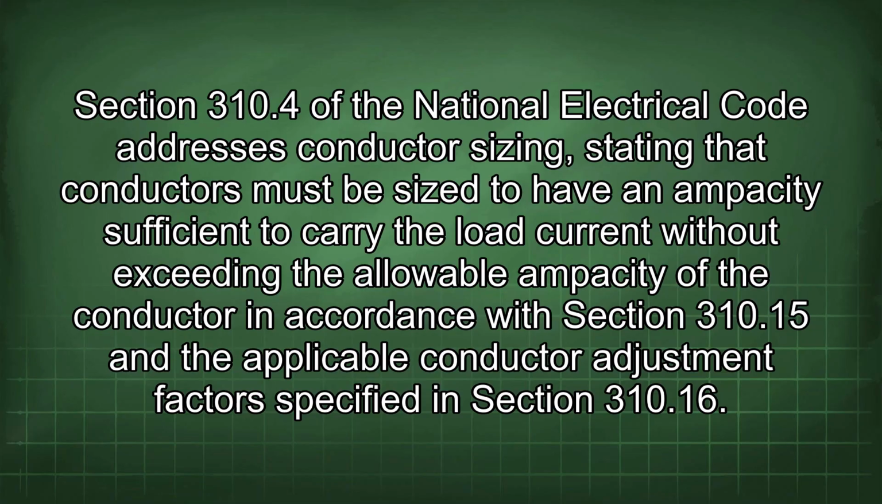Section 310.4 of the National Electrical Code addresses conductor sizing, stating that conductors must be sized to have an ampacity sufficient to carry the load current without exceeding the allowable ampacity of the conductor, in accordance with Section 310.15 and the applicable conductor adjustment factors specified in Section 310.16.